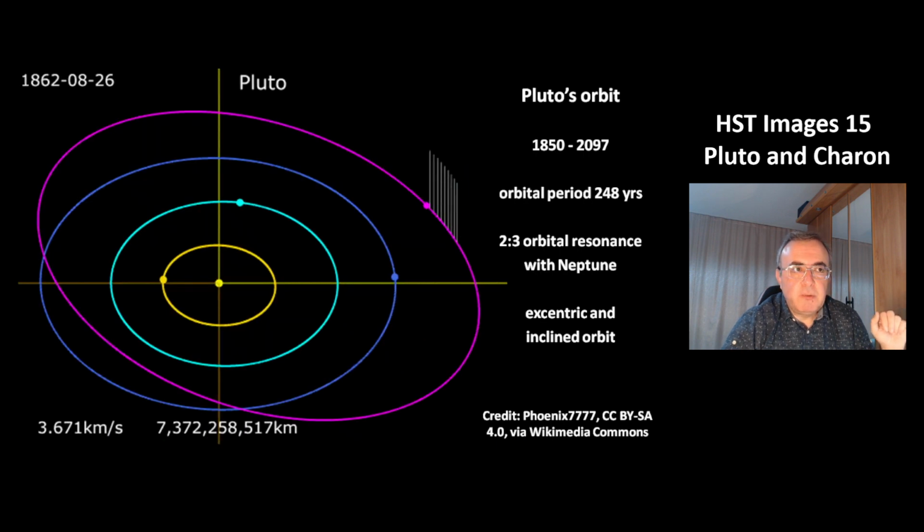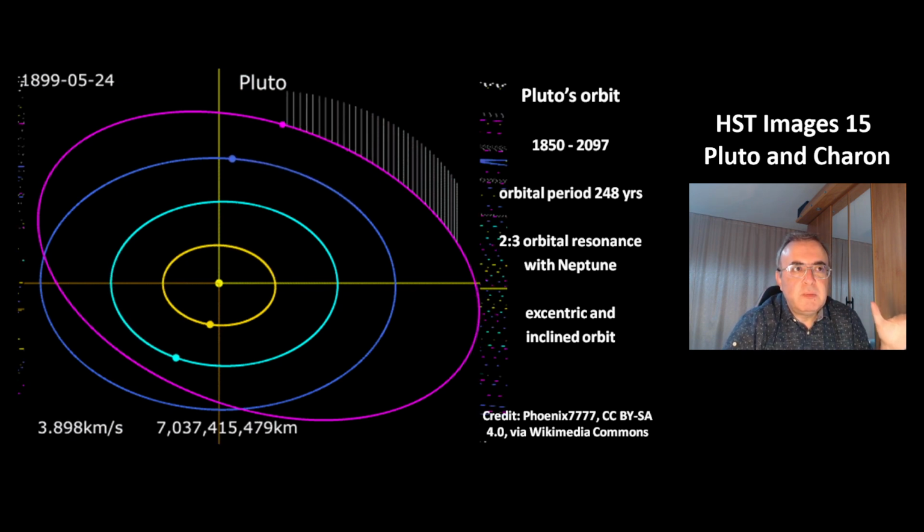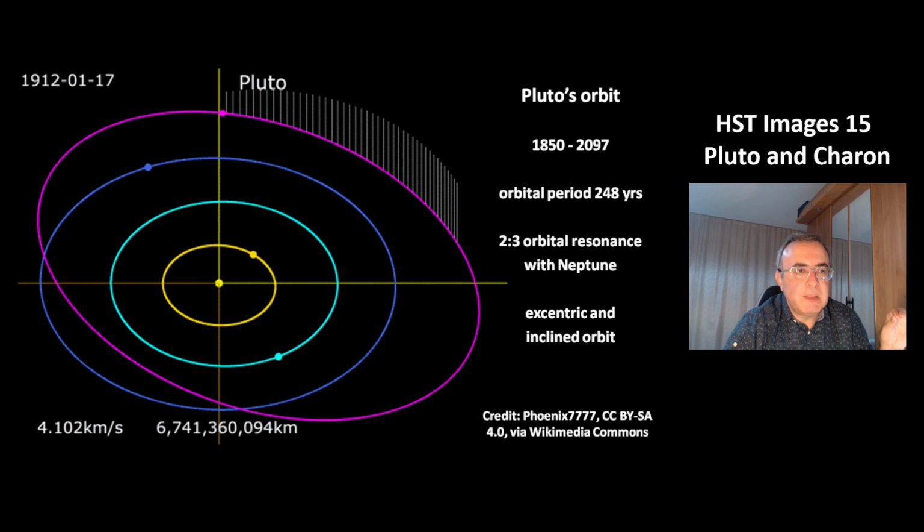This is a simulation of Pluto's orbit from the years 1850 to 2097. Pluto's orbital period is 248 years. It is in a 2 to 3 orbital resonance with Neptune. That's why it never gets close to the giant planet Neptune.